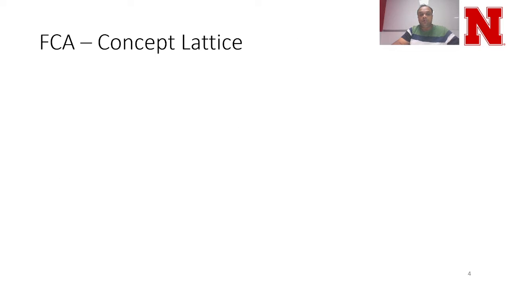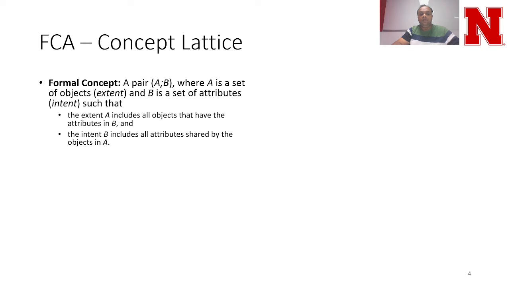So let's move on to the next important item, which is a concept lattice. Before we understand the concept lattice, we need to understand what a formal concept is. If you remember the 2D matrix, or the context, that we saw, if we find a pair (A, B), where A is a set of objects and B is a set of attributes, in such a way that all the objects in A have all the attributes in B, and similarly all the attributes in B belong to all the objects in A, then such a pair is called a formal concept.